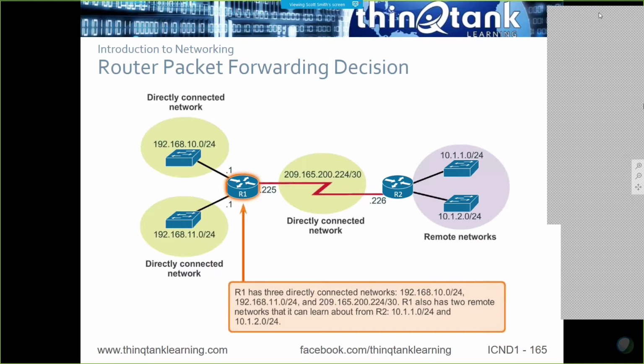Now, of course, we have to have a way for router 1 to be able to reach the 10.1.1 subnet. We have to have a way for router 1 to be able to reach the 10.1.2 subnet. That gets a little bit more complicated, doesn't it? Because those networks are not connected.